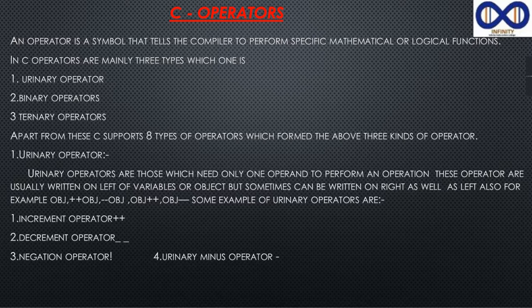Some examples of unary operators are, first, the increment operator, which adds 1. The second one is the decrement, which decreases by 1. Third, the negation operator, for true or false. The fourth one is the unary minus operator, which performs the minus operation.